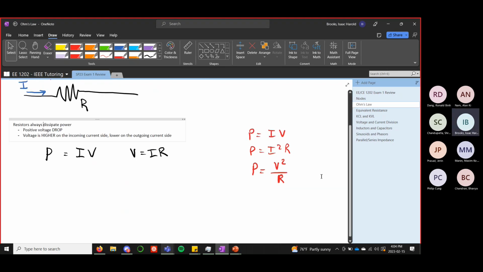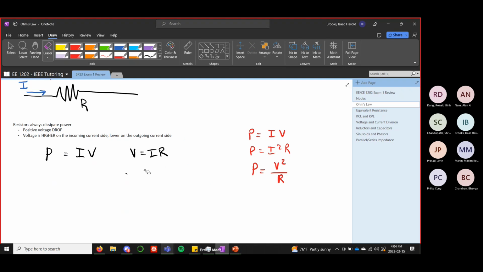So you've probably seen the power equations. Power is equal to current times voltage. And if we know that voltage is current times resistance, V equals IR, this is Ohm's law, we can derive these other power formulas by just substituting these two equations into each other. But these are all the same thing basically for a resistor. Power is equal to I times V or I squared R or V squared over R. And if you forget these formulas, you can always rederive them.